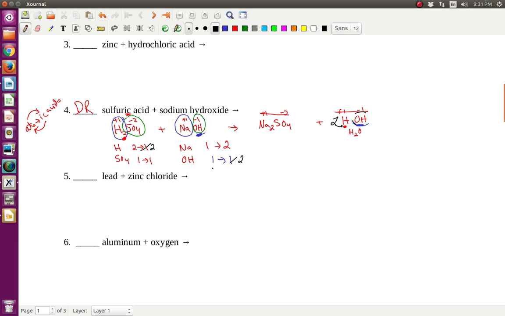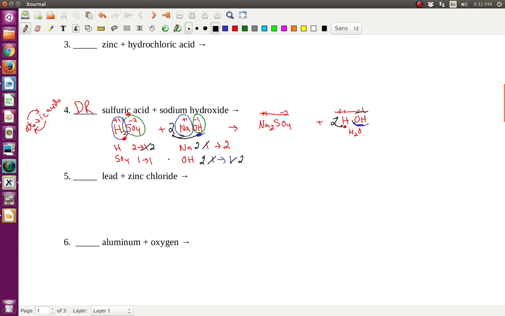Alright, so now I got to correct this. I need 2 OHs. So put a 2 in front here. Remember, you can only put coefficients in front. You cannot put them in the middle anywhere. This now gives me 2 sodiums, because 2 of those, and 2 OHs. And that should balance this equation. So everything looks balanced now, and that's the end of this one.